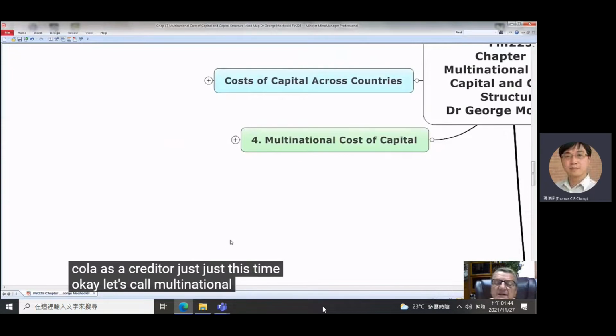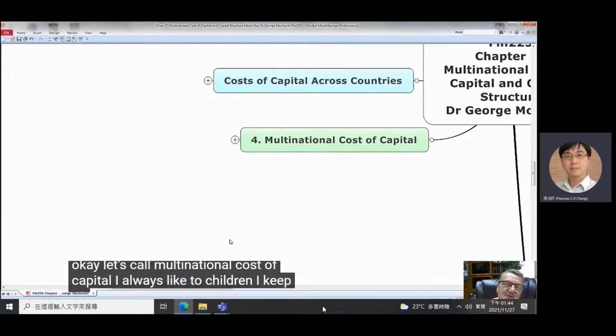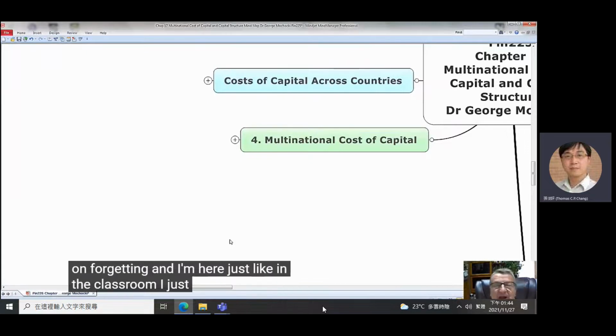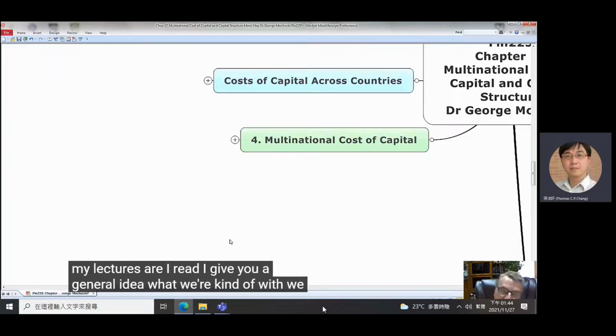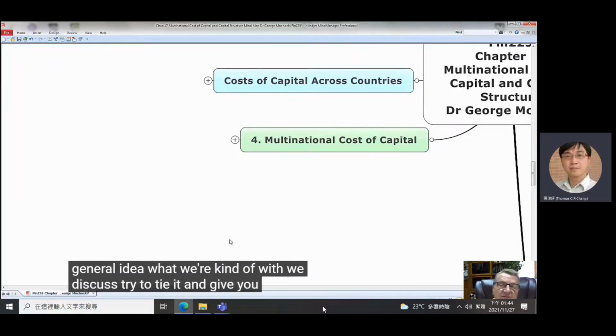Okay, let's go. Multinational costs of capital. I always like to throw it in. I keep on forgetting on here, just like in the classroom. Remember, my lectures give you a general idea of what we discussed, try to tie it in, and give you a quick overview.